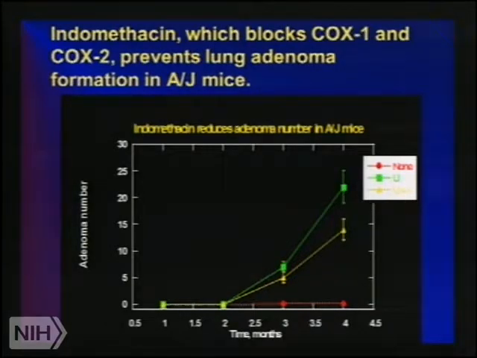Here's an animal model whereby we have small cell lung cancer xenografts growing in AJ mice. This is actually the adenoma number. You see when we inject the urethane, it takes about 3 months for tumors to form. By the 4th month, there's about 20 tumors per lung in the untreated animal. In animals treated with indomethacin, there was about 30% less. And if you didn't inject any urethane, any carcinogen, you didn't get any tumor.